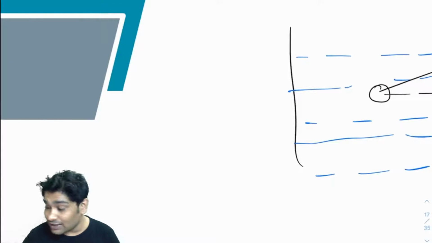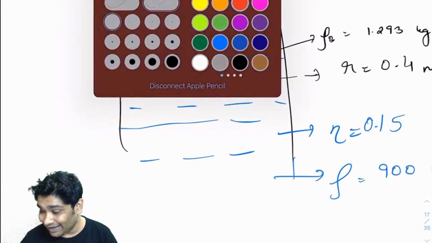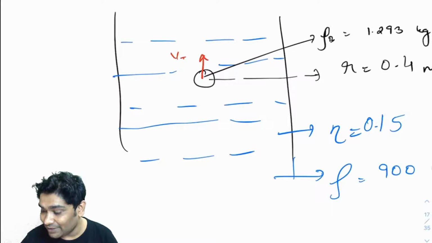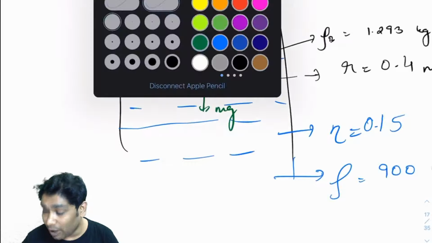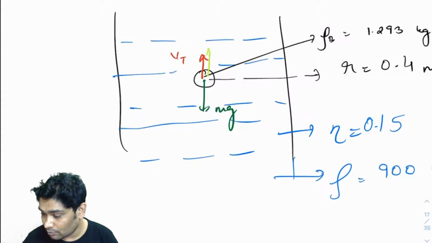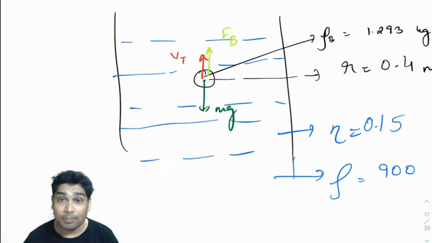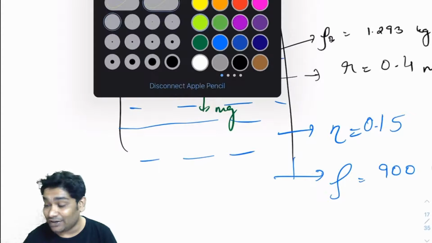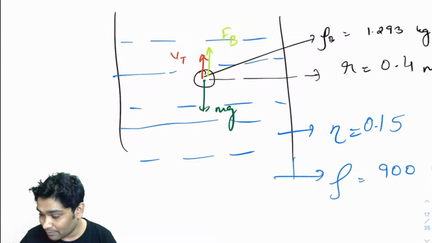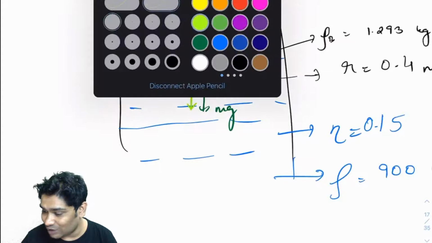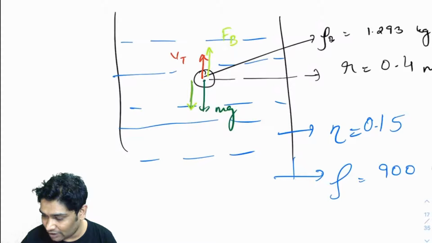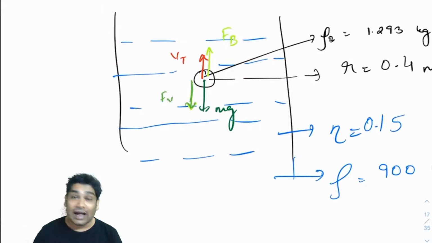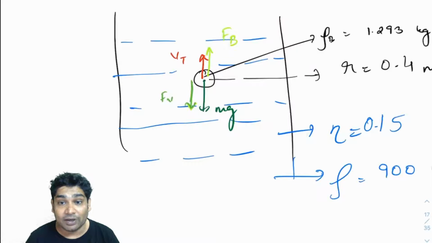I know that when it attains an upward terminal velocity, let's say Vt, then what are the forces acting on this? You will have its own mg, you will have the buoyant force, F buoyant, and because in this case the buoyant force would be higher, it would accelerate upwards, so the viscous force would act downwards. Please remember this. So you will have a downward acting viscous force. And at the terminal velocity, the bubble would be in equilibrium.